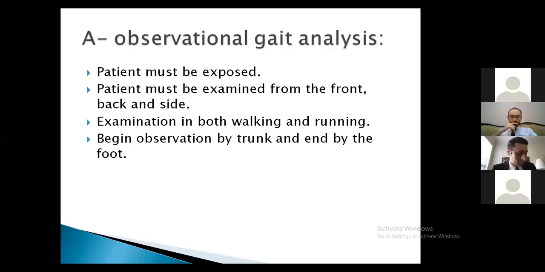Number 1, observational gait analysis. The patient must be exposed. The patient must be examined from front, back, and sides, with walking and running. Begin observation from proximal, by the trunk, and end with the feet.